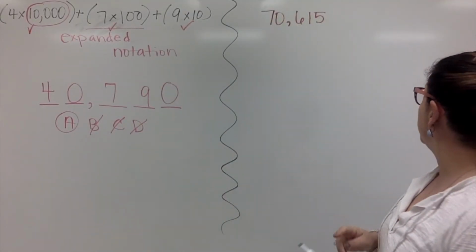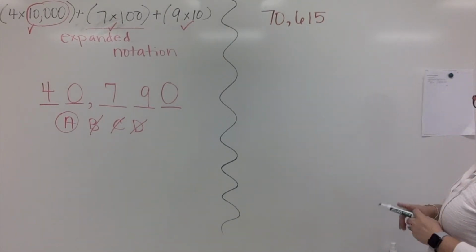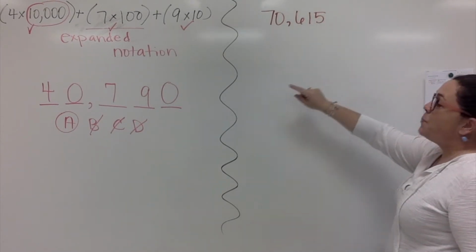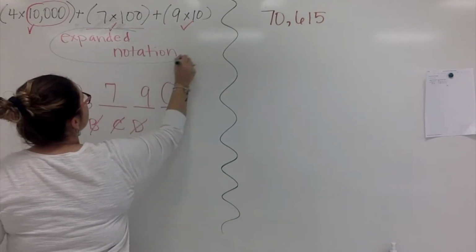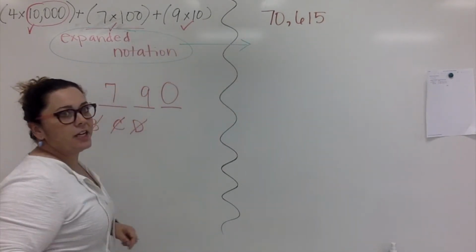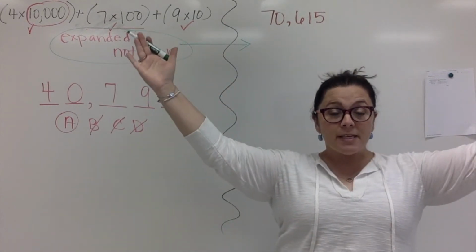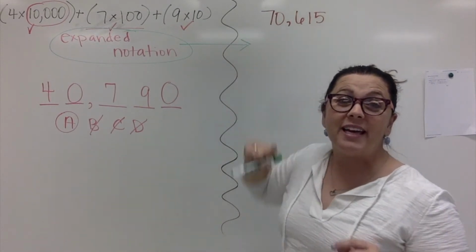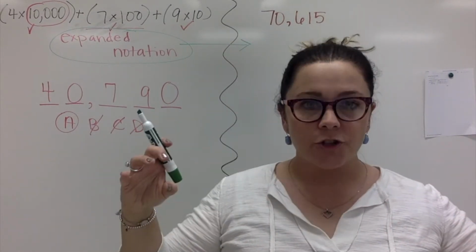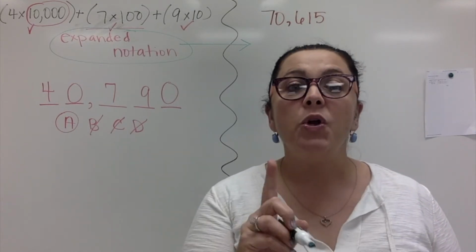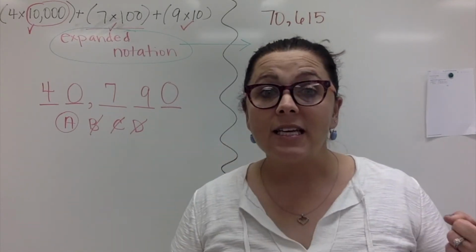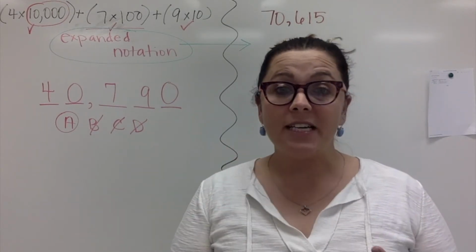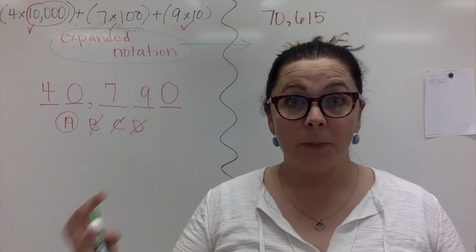Okay, for problem number 2, it asks which shows 70,615 in expanded notation. There's that term again, expanded notation. So in the first problem, we worked from expanded notation to standard form. Now we are given the number in standard form, and we have to stretch it out and put it into expanded notation. So remember, we're going to have some parentheses, some multiplication symbols, some addition symbols, some digits, and the values of the places that our digits are in.